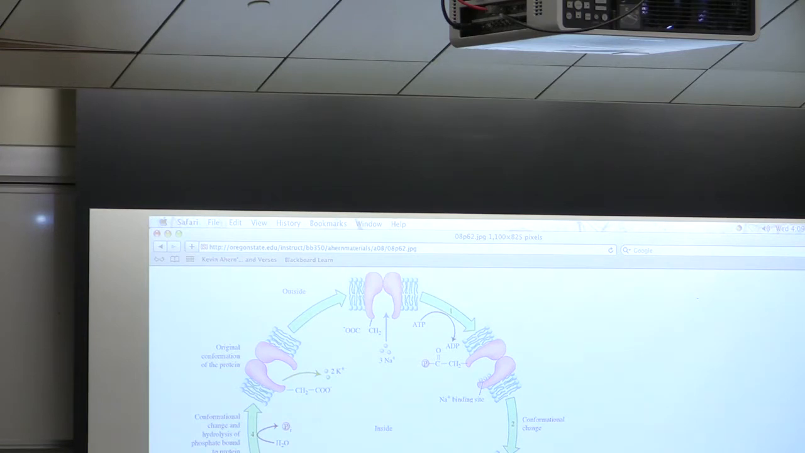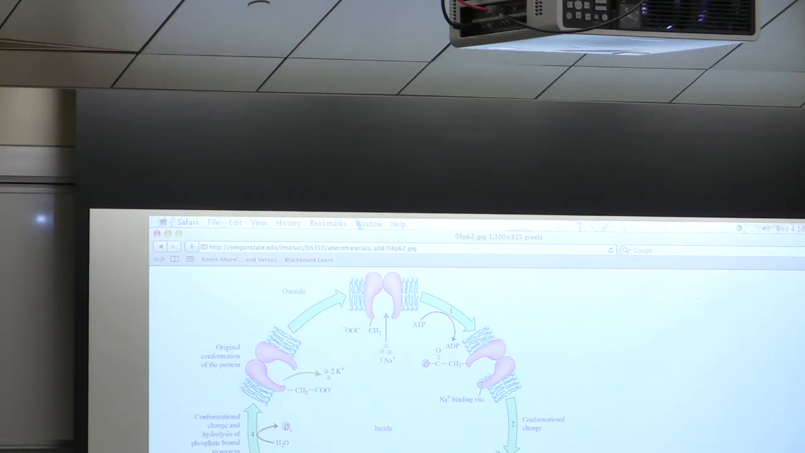Very important thing. As one of the students in here yesterday noted, it also creates a charge gradient. So charge gradients also can give us energy if we use them properly. All right? Remember that for each time this thing goes around, 3 sodiums are going out, 2 potassiums are coming in, and that means that each time it goes around the cycle, we're creating a net gain of 1 charge outside of the cell.